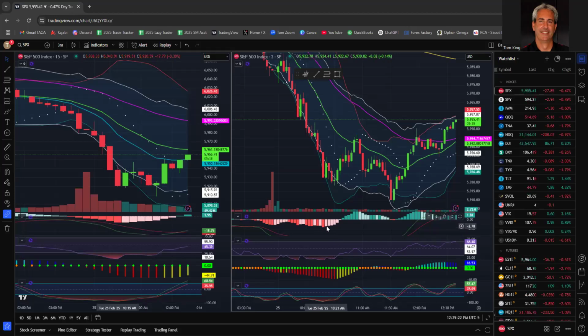MACD right around 10:21, 10:30 started to reverse its way higher. The squeeze here was starting to reverse right around 10:33. And the stochastic momentum was starting to make its way upward, as was RSI, which was overdone and starting to move up. About 10:33 is when that really started to get going to the upside.